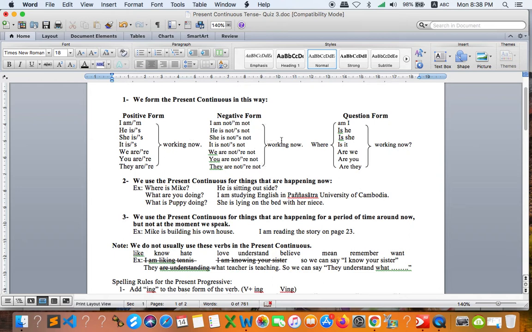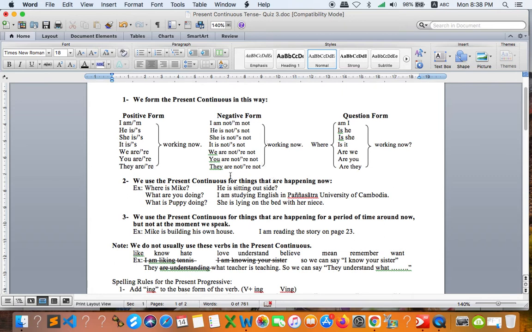For a yes/no question, you move to be in front of the subject, and if it is a wh-question, then you have to add a wh-word, just like in this example where we use where. So that's it for the forms. Number 2, we use present continuous for things that are happening now, just as I explained earlier.